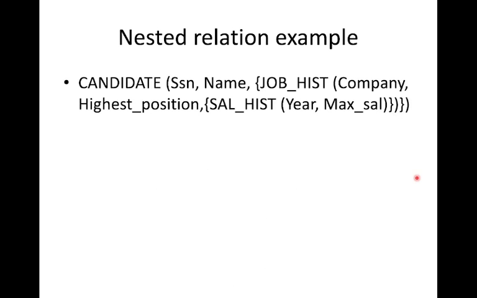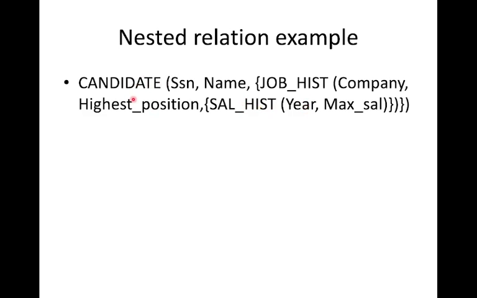Another example we can see for a nested relation. A candidate will have SSN and a name. Then he might have worked for some other company, so his job history will be there. His highest position will be there. He might have worked for several different companies, held several different positions, and had several different salaries. Every year he might have a different salary.